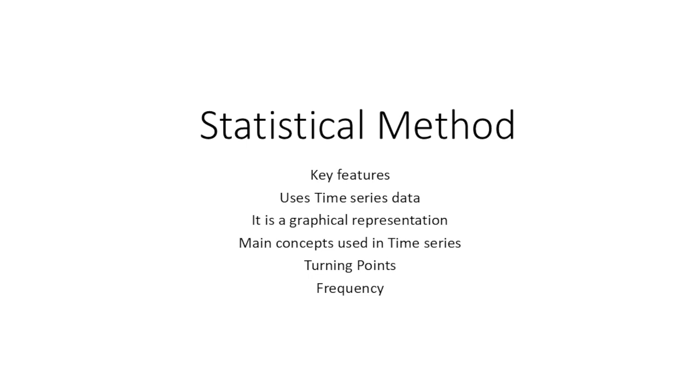In order to find the patterns of change in the time series, the following methods are used: the least squares method, freehand method, moving average method, and method of semi-averages. In today's lesson, we will learn about the least square method. The least square method is a scientific and commonly used method.